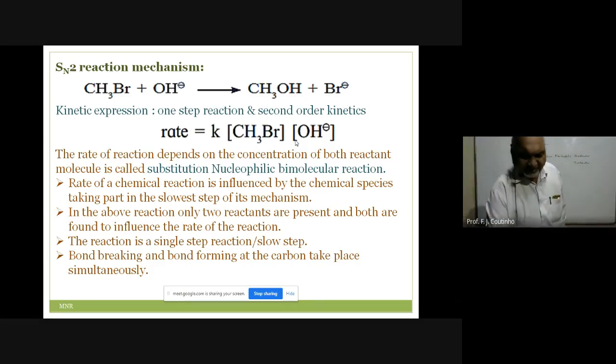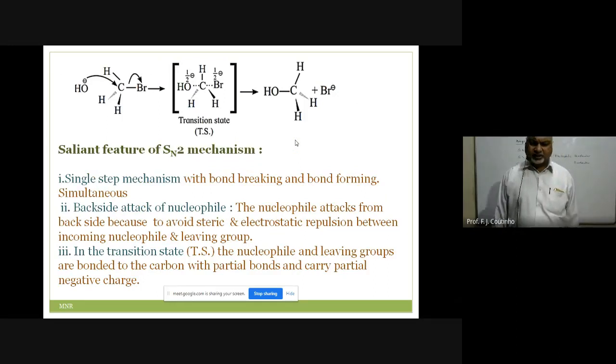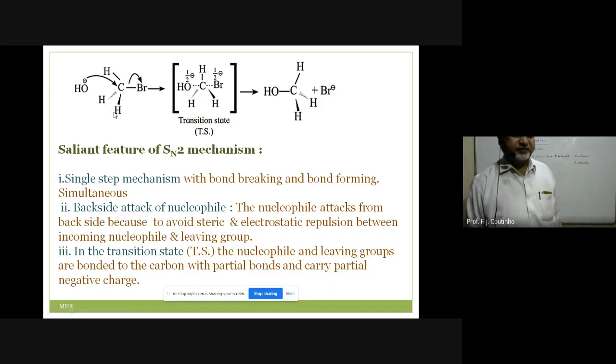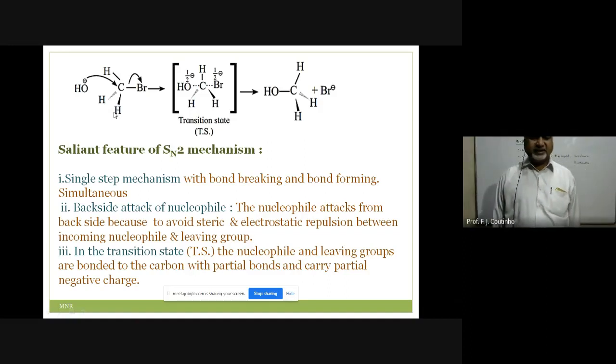Now if you go to the next slide, you see here this is the reaction mechanism which is shown in a three-dimensional fashion. Last lecture I explained to you that these are in the plane of the paper, hydrogen and Br. This hydrogen is above the plane of the paper, and this hydrogen which is there in dotted is below the plane of the paper.